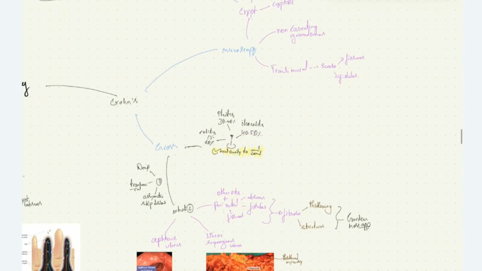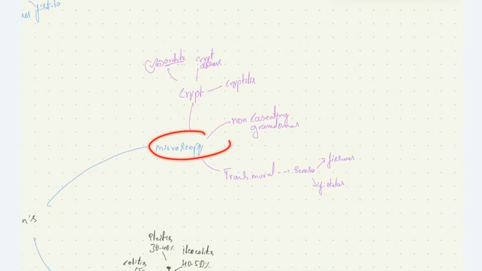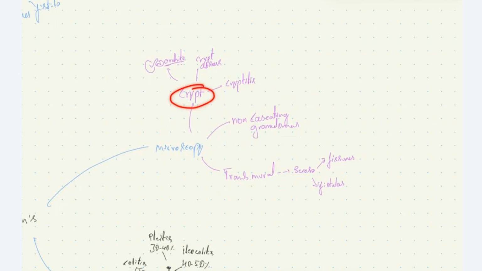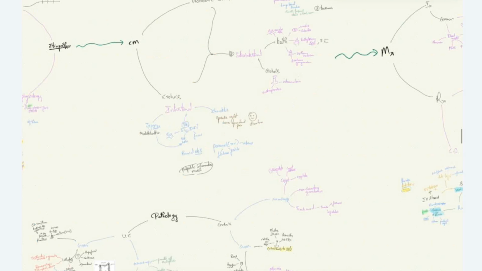Crohn's disease can involve anywhere between the oral cavity and the anal canal. On microscopy, we have transmural inflammation, non-caseating granuloma, and cryptitis and crypt abscess with no loss of crypt architecture.